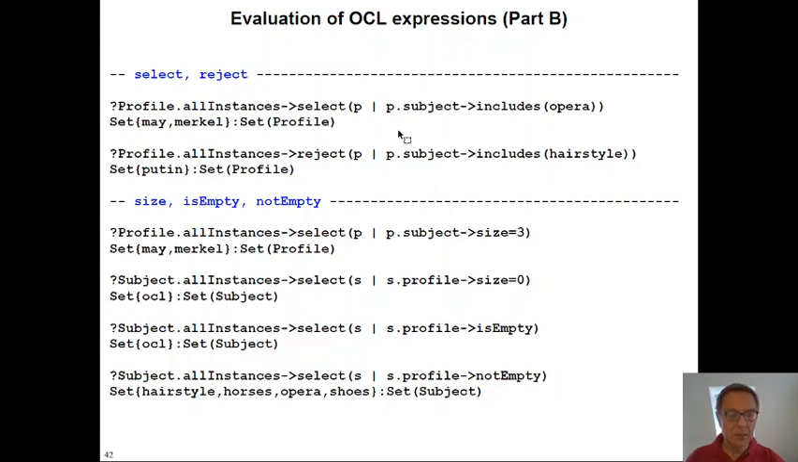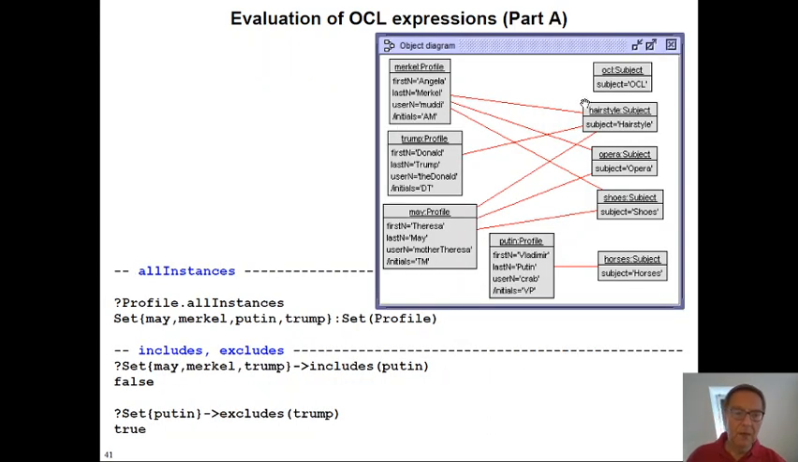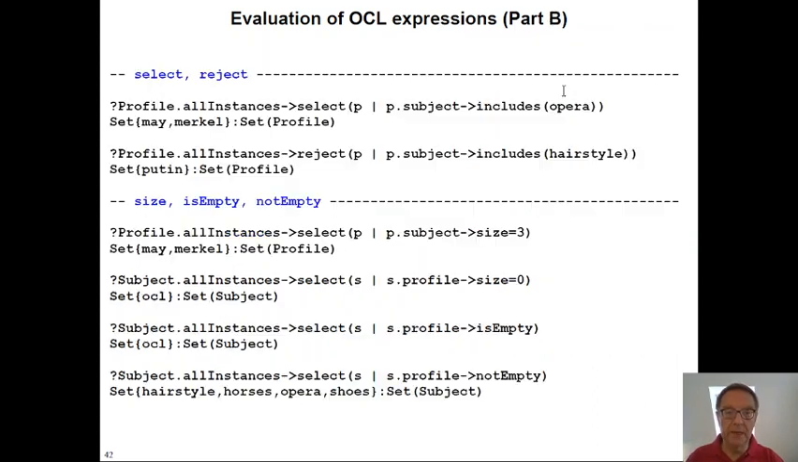On the right-hand side we implicitly have the role name subject. I decided in the object diagram not to show the role names. I could have shown the role names. Here we have the role name subject on the right-hand side, and on the left-hand side we have the role name profile. I have decided not to show it.